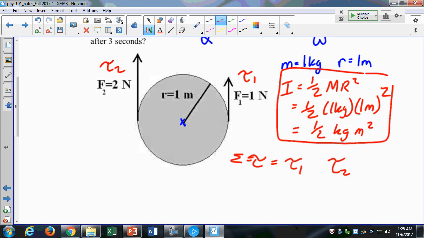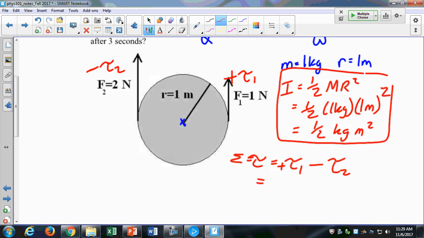This force is causing clockwise or counterclockwise? Clockwise. Think of a steering wheel, right? If I push up on this side, it makes it go in this direction, whereas this one makes it go in that direction. So, torque 2 is negative, torque 1 is positive. Positive torque 1 minus torque 2. That's my sum of my torques.